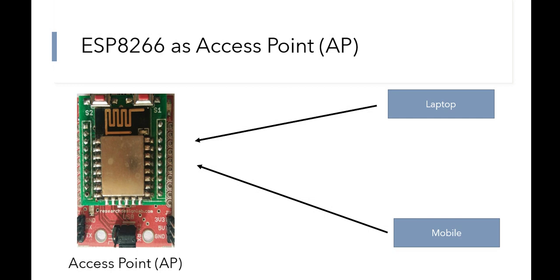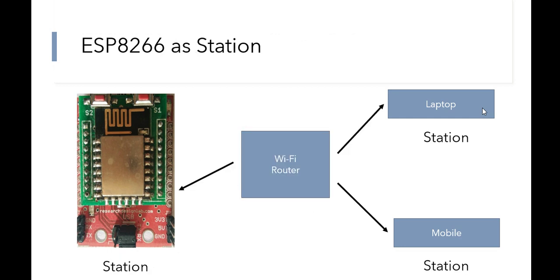This is how we talk as access point. So an access point basically helps your laptop or mobile to communicate locally to the ESP8266. So basically this access point is where the data transmission to and fro happens locally. Now in this scenario the laptop and the mobile act as a station.